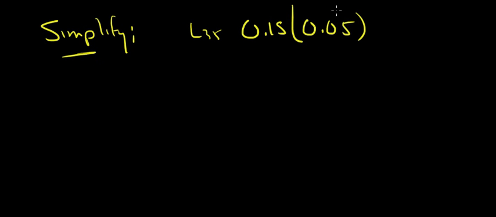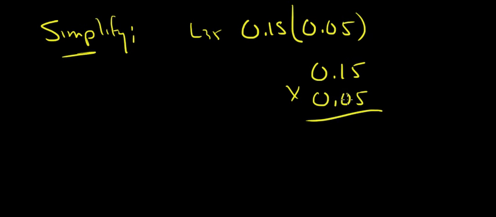Remember, this means multiply. So I'm going to take 0.15 and multiply it by 0.05. Remember, when I multiply, I don't have to line up my decimals. I just count the decimal places in my answer. So I get my answer over here, and I'm going to move over 4 decimal places, and that's where my decimal is going to go, okay?